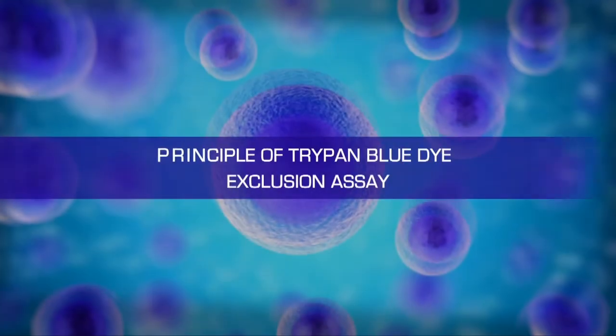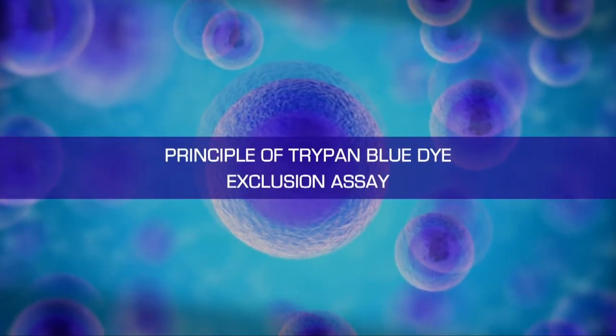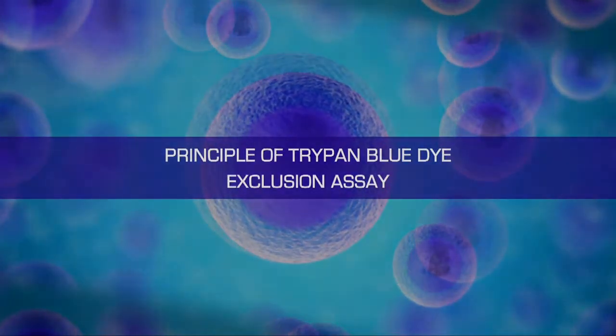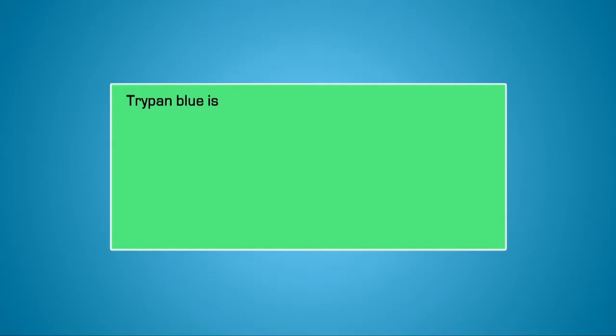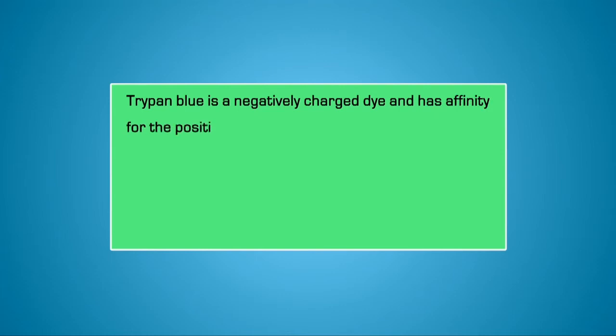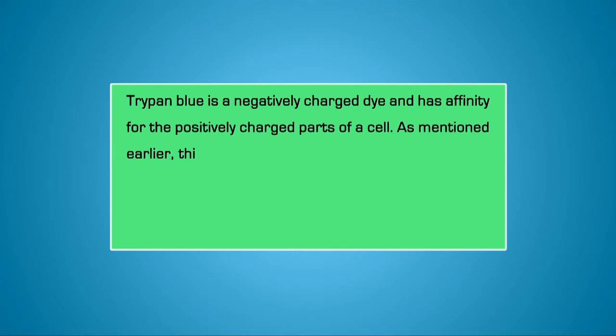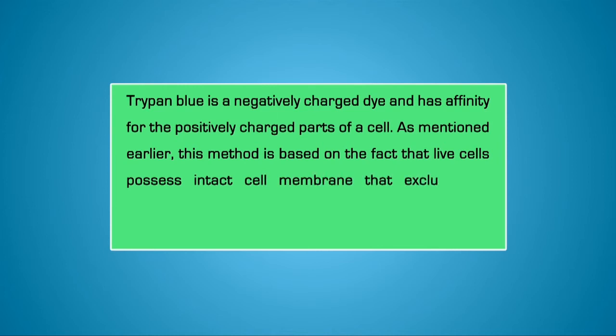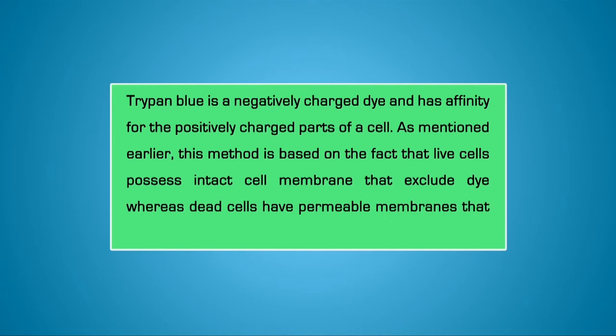Now, we will discuss the principles of trypan blue dye exclusion assays. Trypan blue is a negatively charged dye and has affinity for the positively charged parts of a cell. As mentioned earlier, this method is based on the fact that live cells possess an intact cell membrane that excludes the dye, whereas dead cells have permeable membranes that cannot exclude the dye from the cytoplasm.